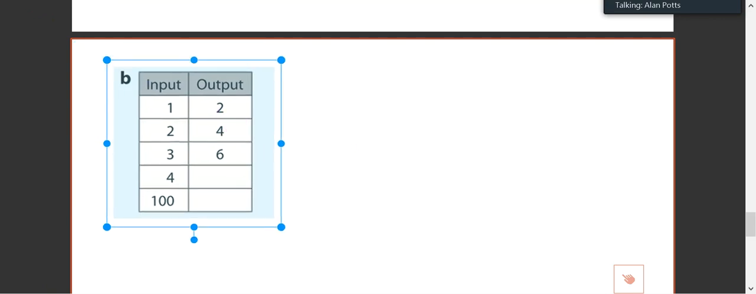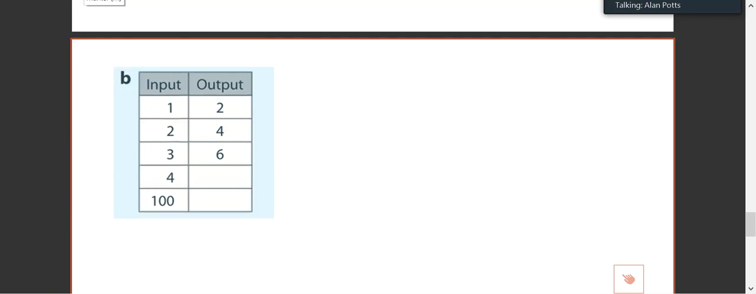Do you think it's linear? Yes. What does it go up by? Plus two. So four is the next one, so it's plus two, which is eight. And then 200 plus.